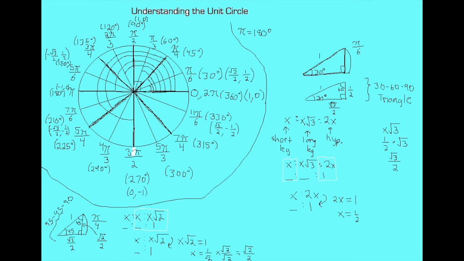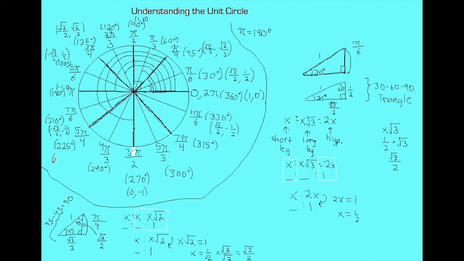Therefore, the coordinates for the pi over 4 angle are root 2 over 2, comma root 2 over 2. And the coordinates for pi over 4 are going to be the same for all radians that have a denominator of 4, except that the signs are changed. So, for 3 pi over 4, the coordinates are going to be negative root 2 over 2, comma root 2 over 2, since 3 pi over 4 is in the second quadrant, where the x values are negative.